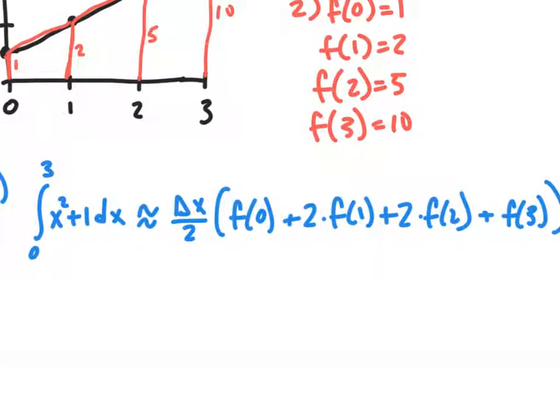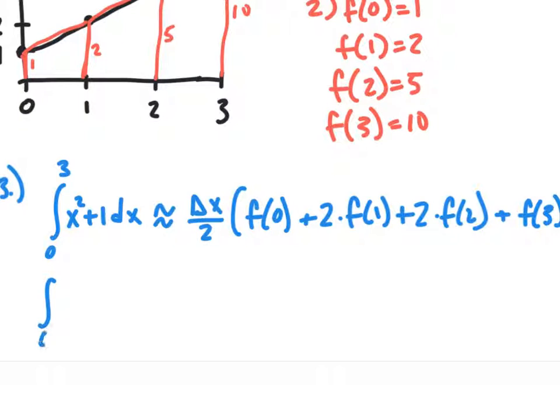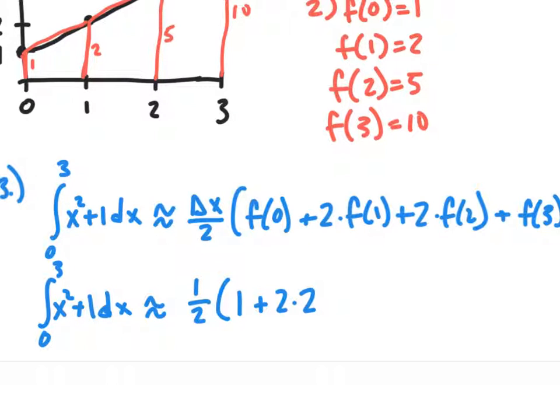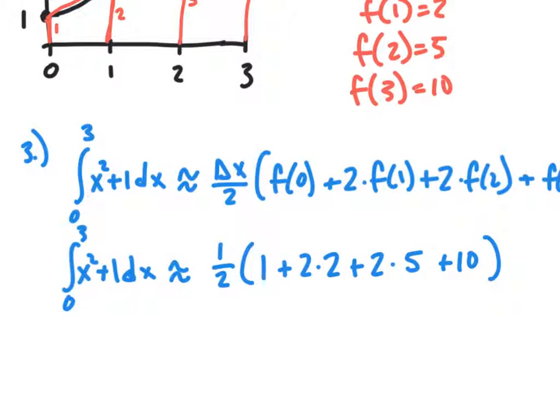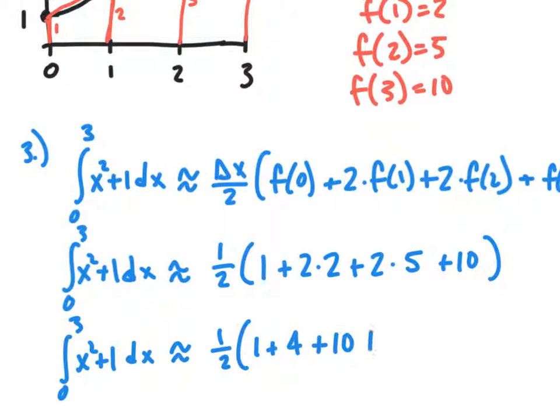So I'm going to substitute my numbers in for what I've got here. The integral from 0 to 3 of x squared plus 1 dx is approximately equal to delta x, which was 1, so 1/2 times f of 0, which is 1, plus 2 times 2, f of 1 was 2, plus 2 times 5, that was f of 2, and then plus 10, which is f of 3. As a result, I'm going to get 1/2 times 1 plus 4 plus 10 plus 10.